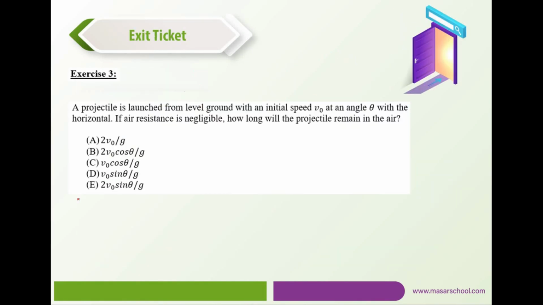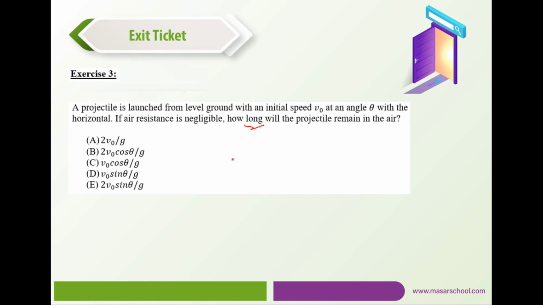Now exercise 3, which is the exit ticket of today's class. A projectile is launched from level ground with initial speed v0 at an angle theta with the horizontal. If air resistance is negligible, how long will the projectile remain in the air? So we're talking about a symmetric projectile launched from level ground, and it will reach the ground back again. We're interested in the time because they're asking us for how long, so we need the time of flight.